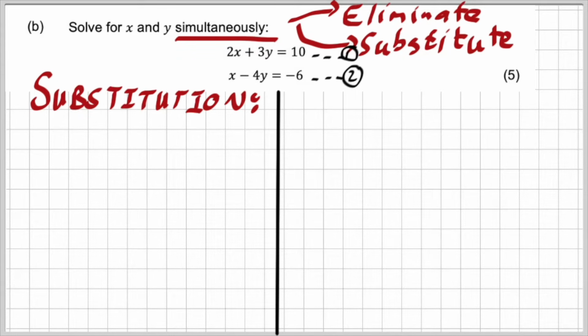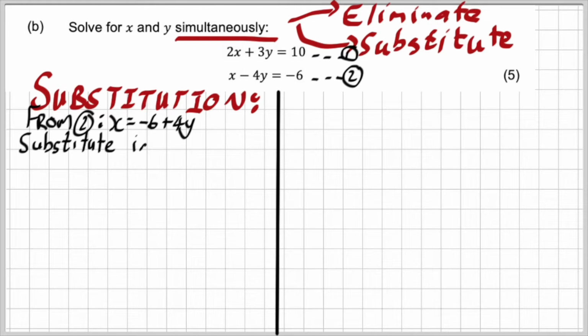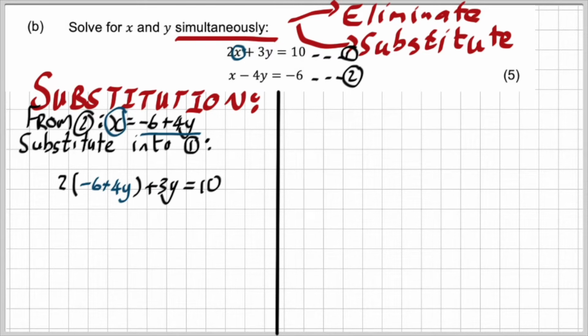So substitution, we always need to isolate one variable. So I'm going to say from the second one, I'm choosing to get x alone. So I'm making x the subject. And this now, I'm going to substitute back into the first equation. Wherever there's an x, I'm going to replace it with negative 6 plus 4y.